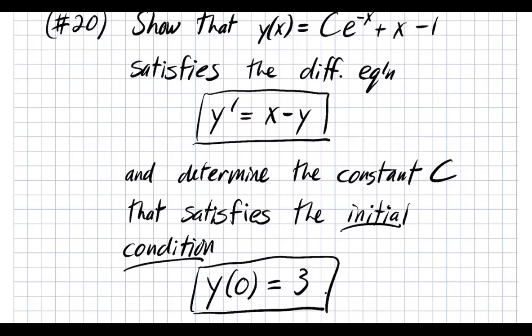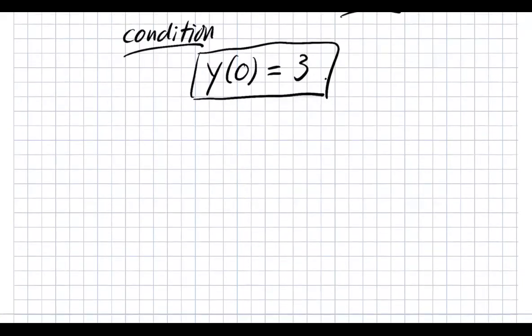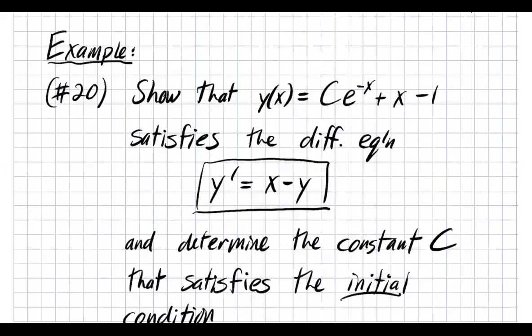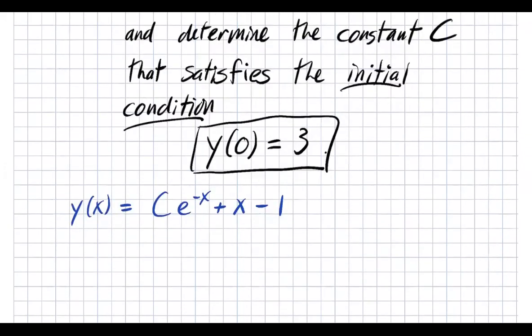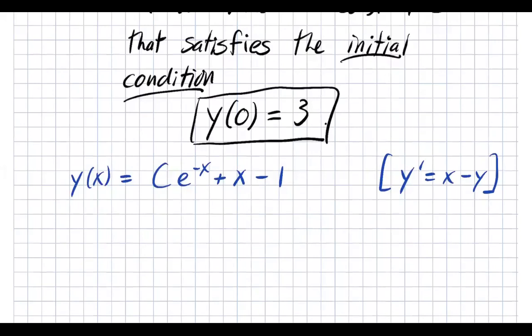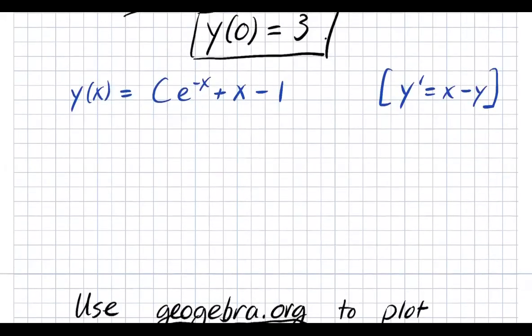Okay, so let's do this. First of all, we want to take that function y of x equals c e to the negative x plus x minus 1. The differential equation we're interested in is that one right there, y prime equals x minus y. So let's show that this is a solution.